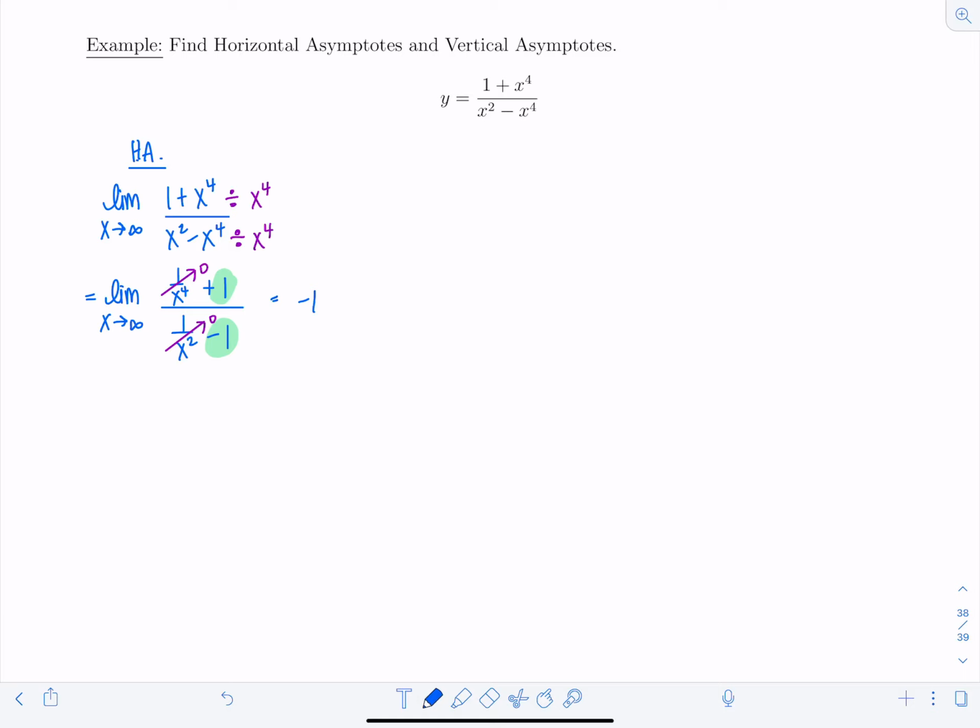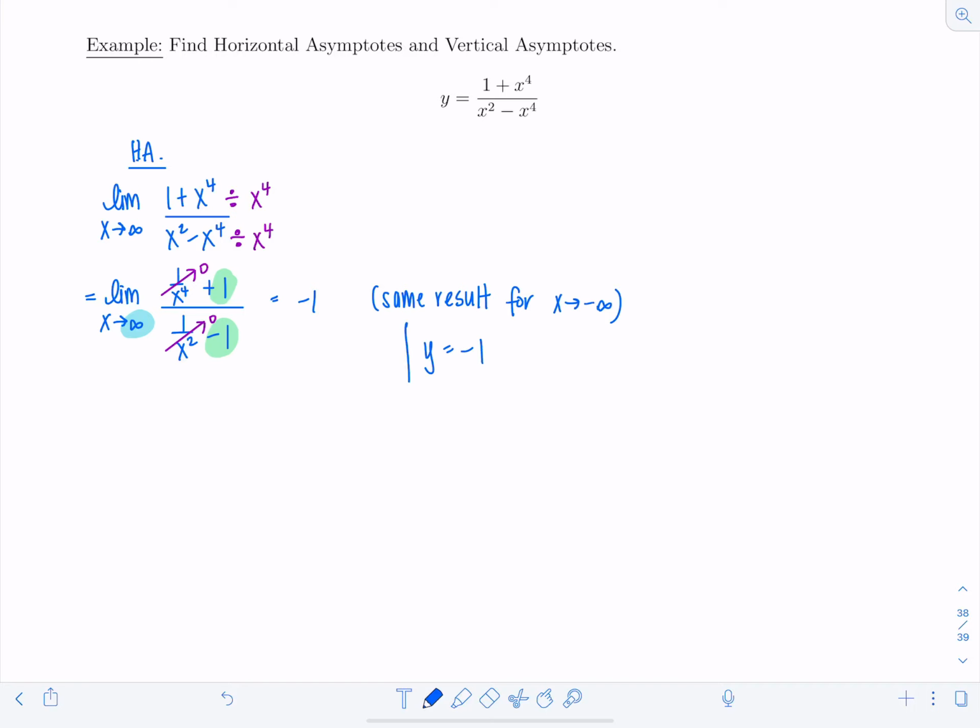All right, now would things have changed? Would my result be different in my limit if x was going towards negative infinity? In this case, I could see no, they would be the same. So I'm not going to write down identical work. I'm just going to address the fact that I thought about it. So we would get the same result as x approaches negative infinity. So that means the equation of my horizontal asymptote is y equals negative 1.